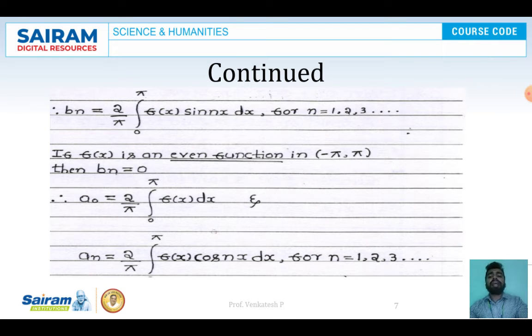Second case, if f of x is an even function in the interval minus π, plus π, then only b n will be 0. We have to find a naught and a n with the following formulas. The formula for a naught is 2 by π integral 0 to π f of x dx, and a n is equal to 2 by π integral 0 to π f of x cos nx dx for n equal to 1, 2, 3 and so on.